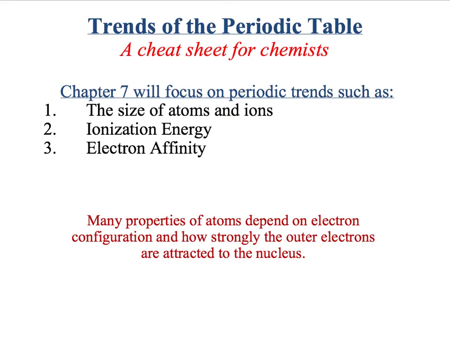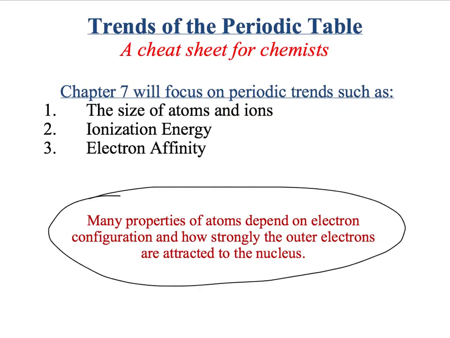Alright, so really this whole Chapter 7 is trends of the periodic table, which I like to call a cheat sheet for chemists. And we're going to focus on three major trends, which is the size of atoms and ions, ionization energy, and electron affinity. And so a key principle in understanding the properties of atoms depends on electron configuration and how strongly the outer electrons are attracted to the nucleus. So I really want you to make sure that you remember this part.